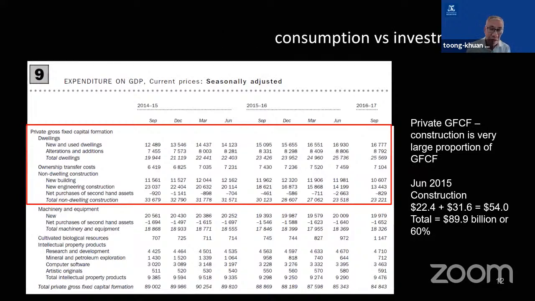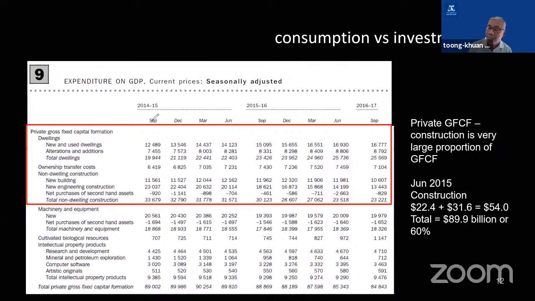So what we're trying to say with this slide is that a lot of the construction output becomes investment for the country. So this is what we call gross fixed capital formation, GFCF. That basically increases the net value of the assets of the country. So if you build a new house, the value of the house is captured as an investment.